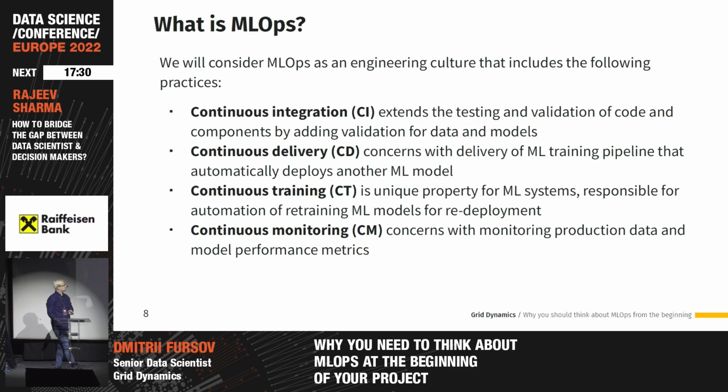Third one is continuous training. This is a unique property for ML systems. At this stage, we perform automated retraining of ML models for redeployment. And fourth one is continuous monitoring. At this stage, we perform the monitoring of production data and model performance metrics. It's very important to have all these core 4 principles covered while building a proper MLOps pipeline.